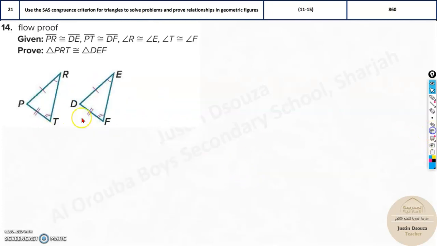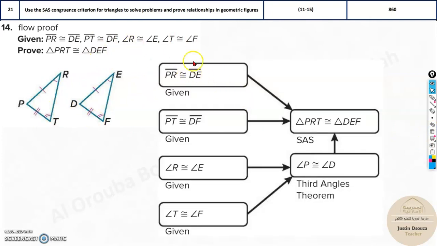Similarly, please do try these by yourselves. Most of the things are given over here. It's very simple. They have asked for a flow chart, and literally everything is given. See, PR is congruent to DE, PT is congruent to DF, and they have told us R is congruent to E, and T is congruent to F. And obviously all the angles will be equal then, because if two angles are equal, the third angle must be equal. That's called the third angles theorem.